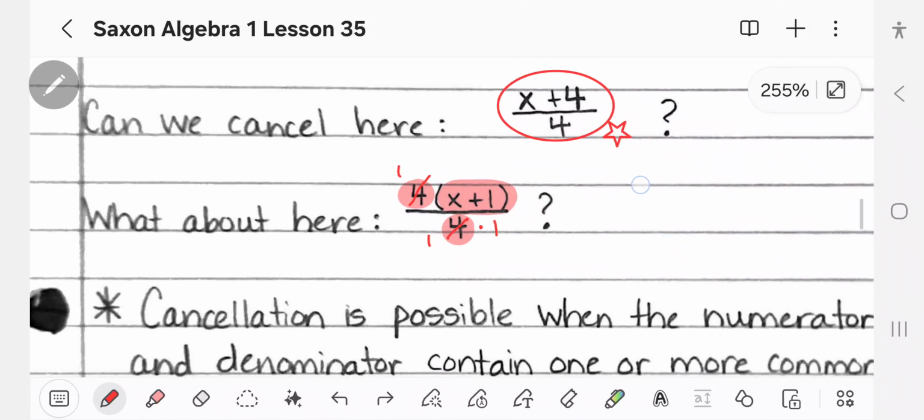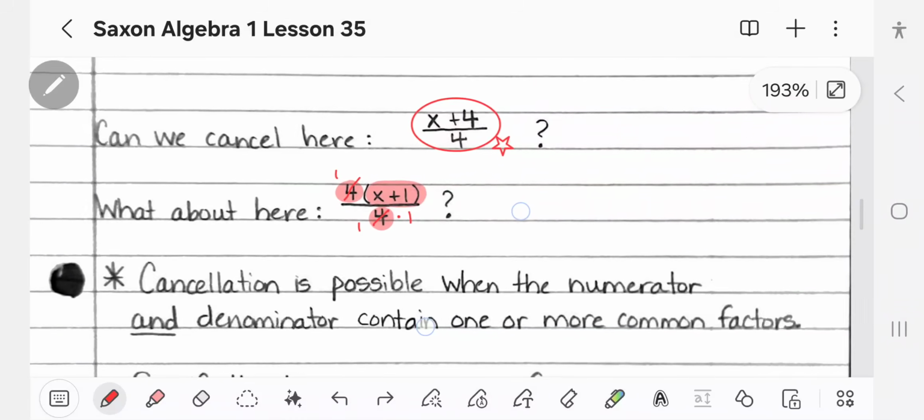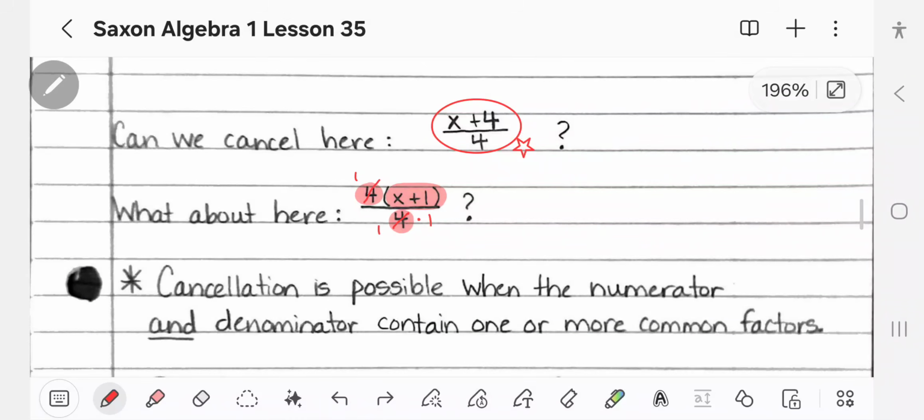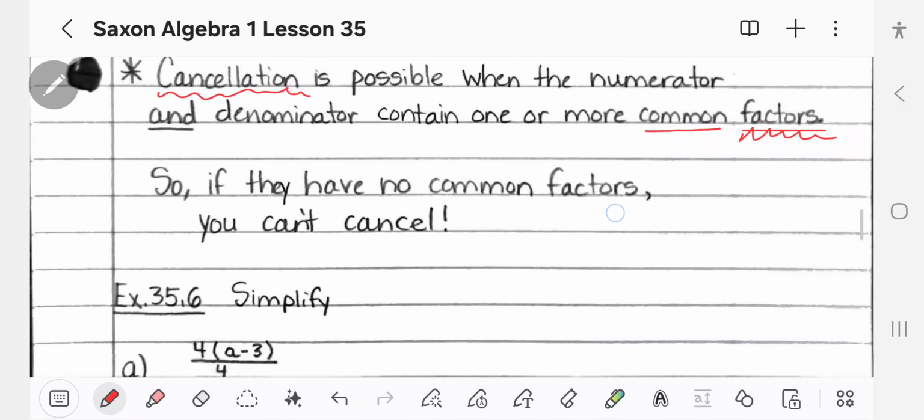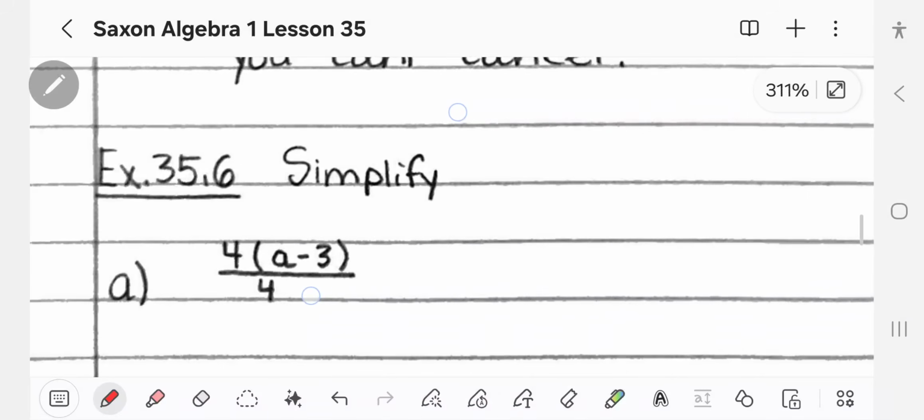If you're still not getting it, hold on. We're going to get there. We're going to look at it a little differently. Here's a definition. Cancellation is possible when the numerator and denominator contain one or more common factors. Well, you know what factors are. Factors are numbers that you multiply together to get another number, a product. So you can't cancel unless you have a multiplication, okay? All right, so if you have no common factors, you can't cancel, okay? Let's try a few examples.